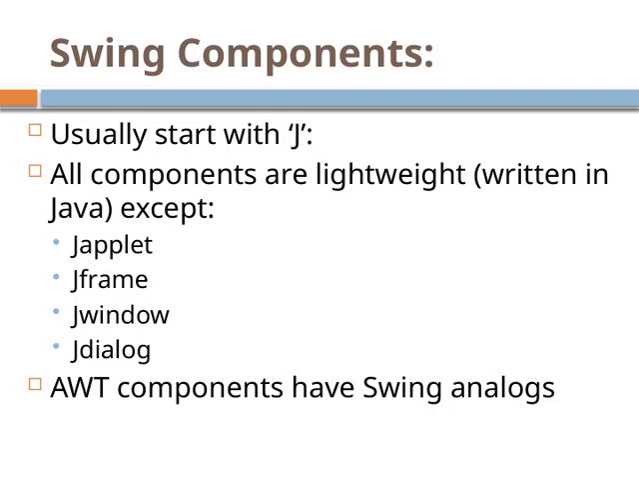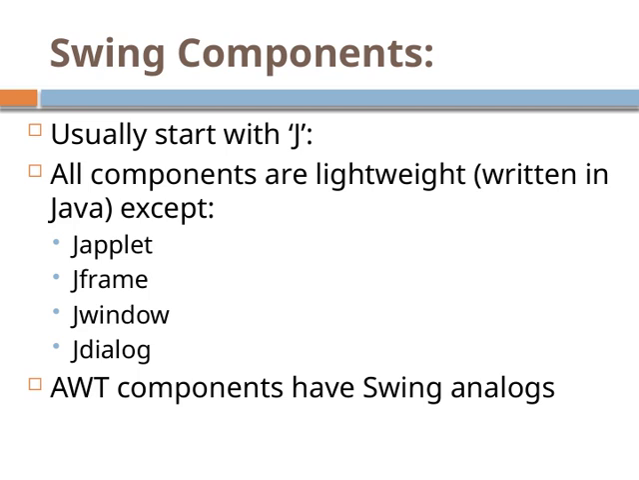Let's talk about Swing components. Generally, these components usually start with the letter J, which helps us identify them easily. Most of these components are lightweight, meaning they are written entirely in Java, making them more flexible and easier to integrate. However, there are a few exceptions, such as JApplet, JFrame, JWindow, and JDialog, which are not lightweight and have some differences in their implementation.